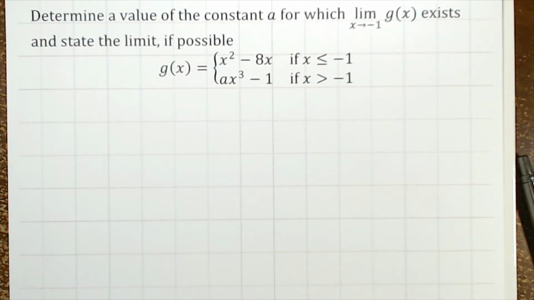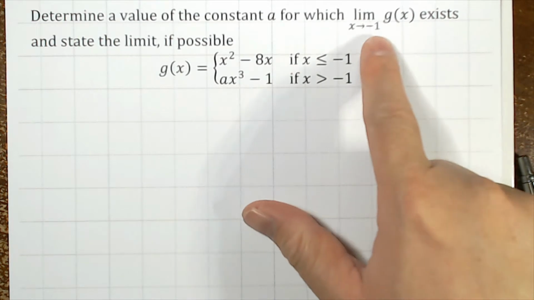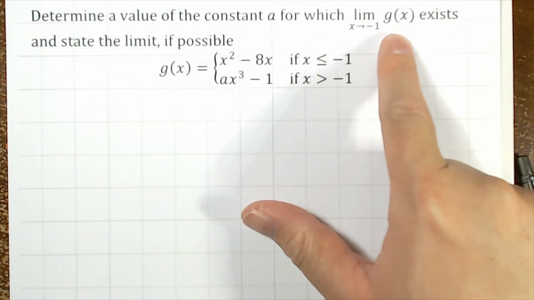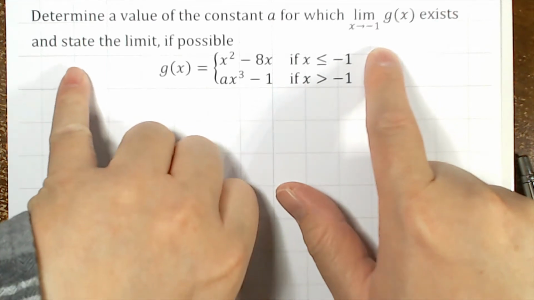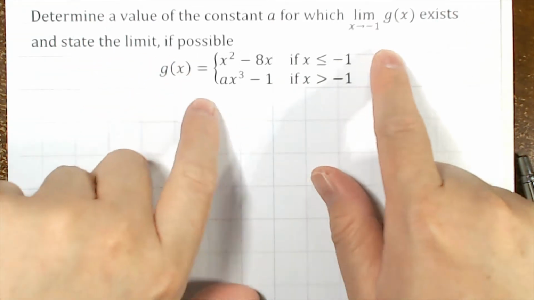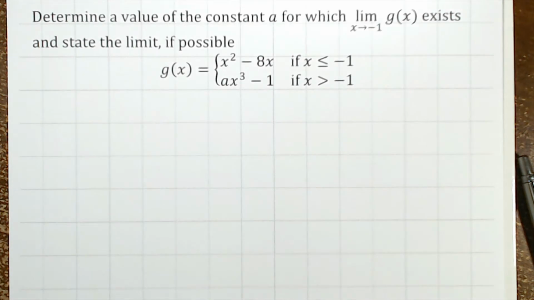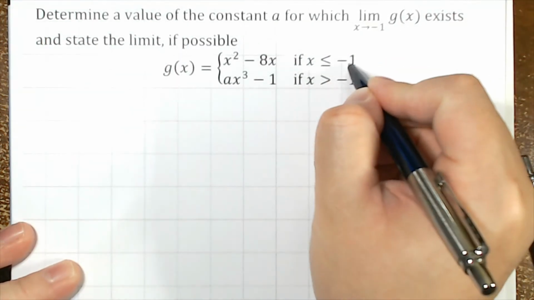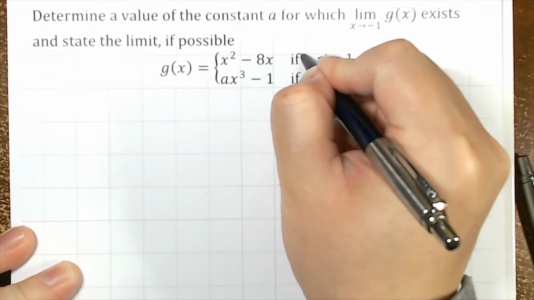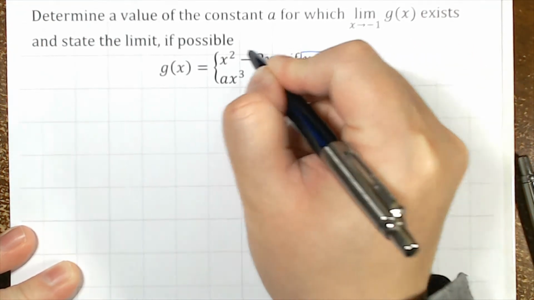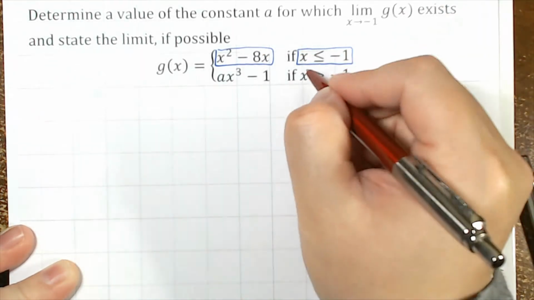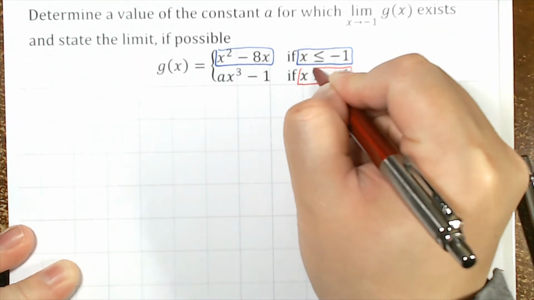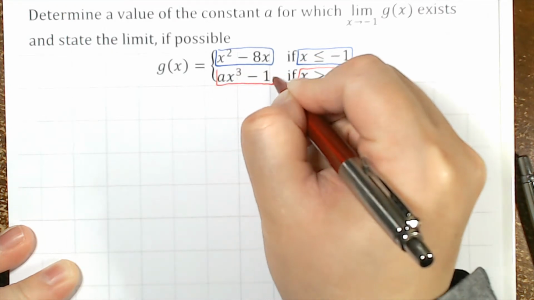Determine the value of the constant a for which the limit of g of x when x goes to -1 exists, and state the limit if possible. So we're looking for the values of a so that the limit exists. Alright, so we have x less than or equal to -1. We're going to use this part of the function, and when x is greater than -1, we're going to use this part of the function.